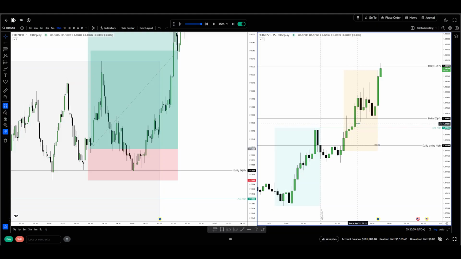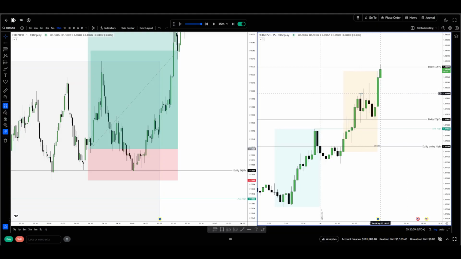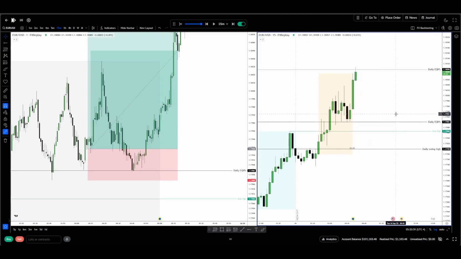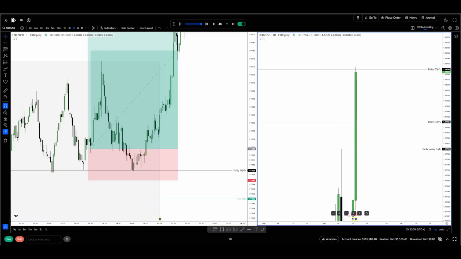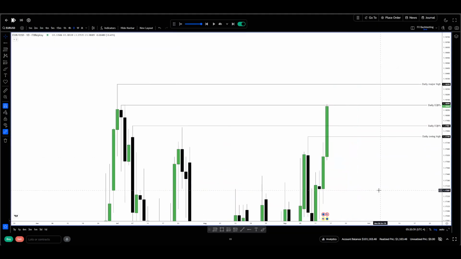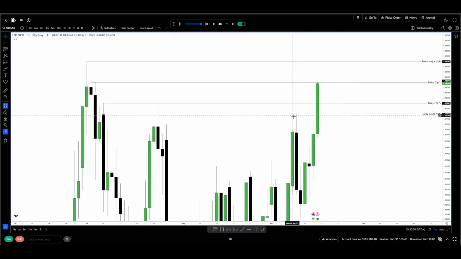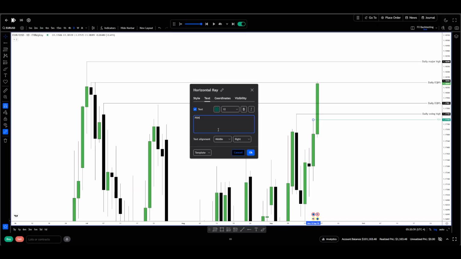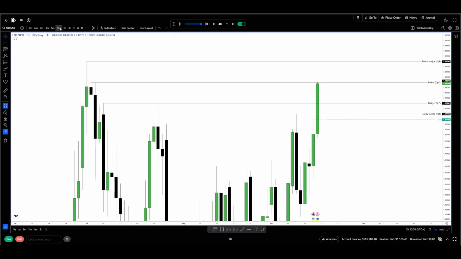Price respected this value gap, then price showed intention to go higher, rejected this high, not a swing high, but just a high. And then the daily equal highs acted as support, which, let's go to daily. Yeah, it's this high, right? So it's very precise price. And let's also mark out this previous high. This is our previous day high. Okay, so let's do the 15 again.